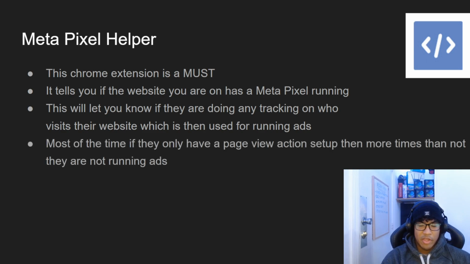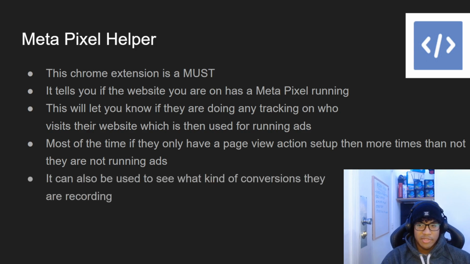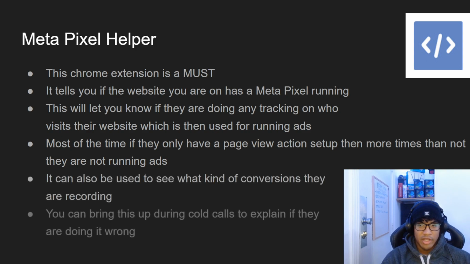Most of the time, if they only have the page view action set up, then more times than not, they're actually not running ads on their website. It can also be used to see what kind of conversions they are recording, and you can bring this up during cold calls to explain if they are doing it wrong using the Meta Pixel and the information you get from the Meta Pixel Helper.